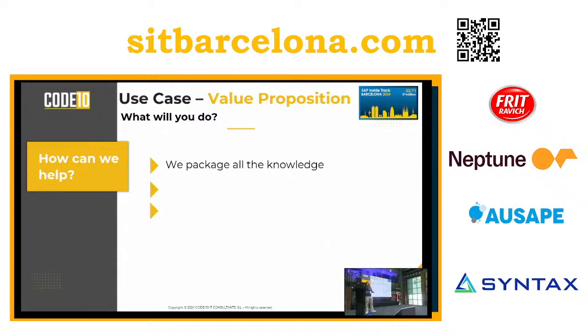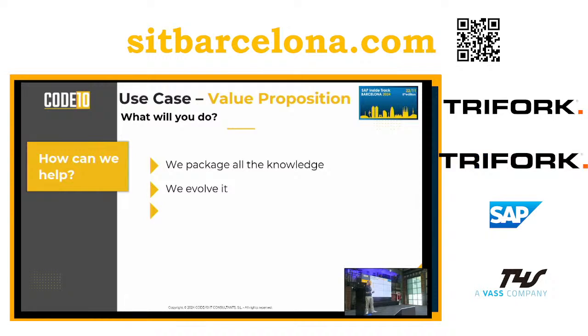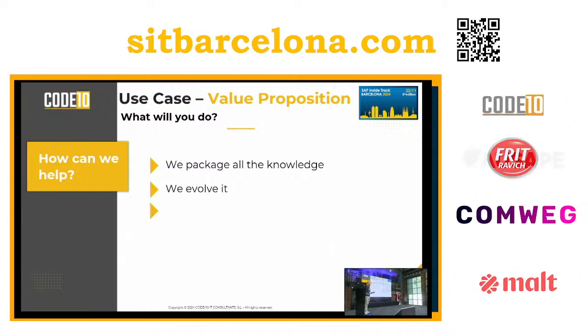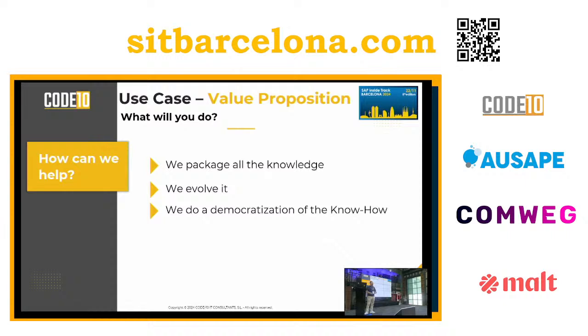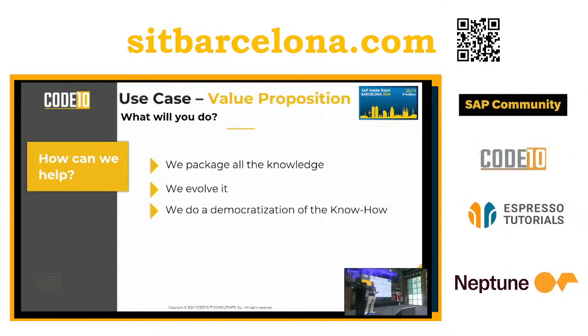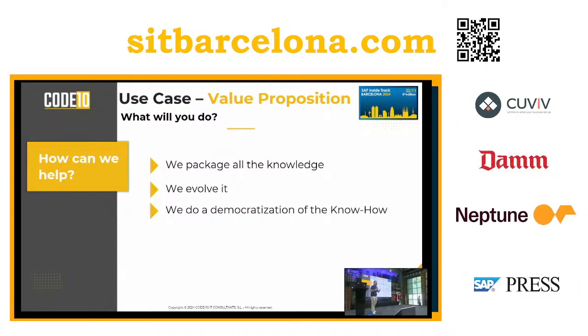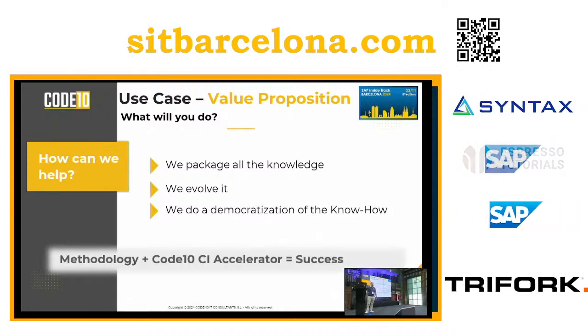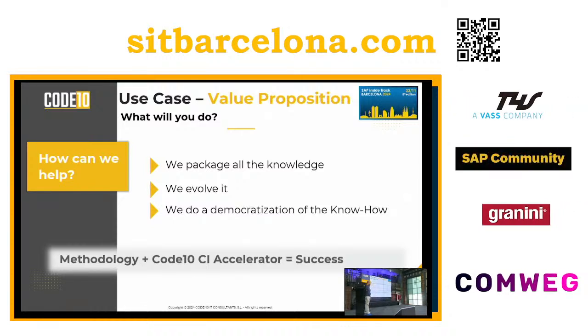So what we did is try to pack all this knowledge into one package. This package, we evolve it, because we learn from one project to another, from our own experience, how to customize this and how to improve that. But having it as a package is also a democratization of the know-how. We go there and we deploy our tools with all our knowledge. Okay? So at the end of this, having a methodology plus the Code 10 CI Accelerator leads to success and the happiness of the customer with Integration Suite.